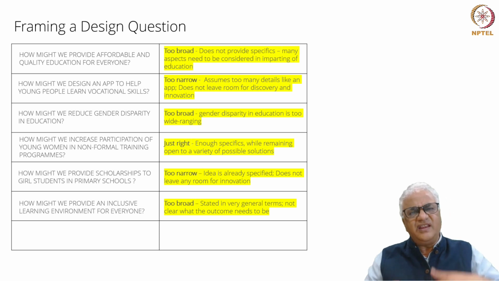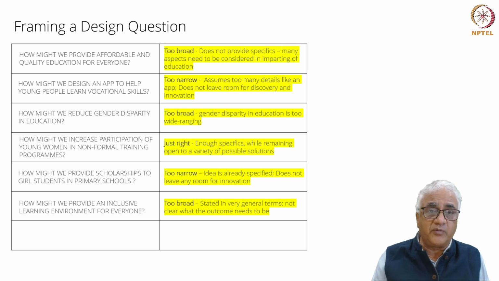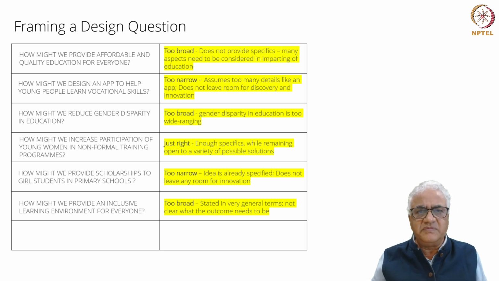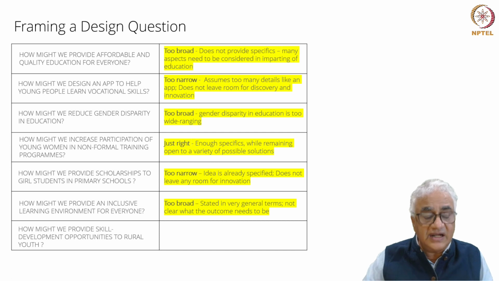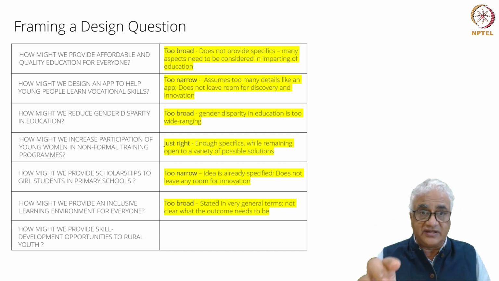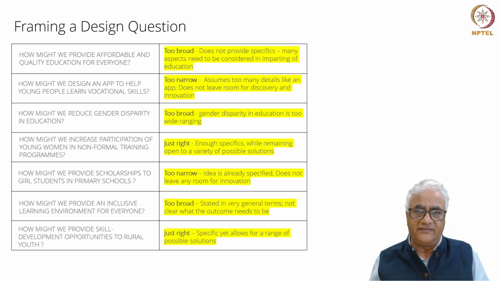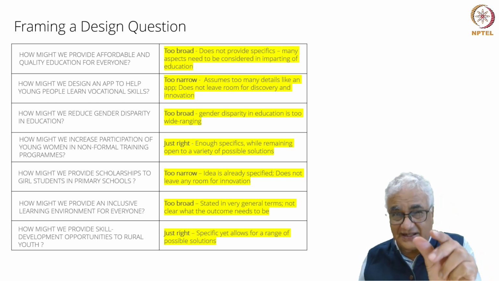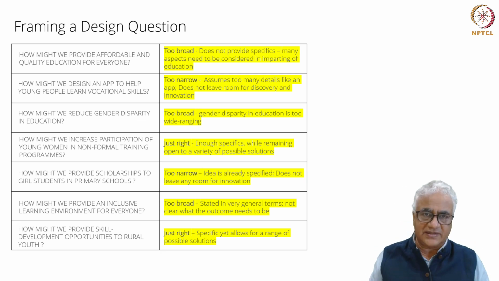Why? Because it's very general. Because you don't know what the outcomes are, right? How might we provide an inclusive environment to everyone? What does it even mean? And finally, how might we provide skill development opportunities? It's very specific. You want to provide skill development opportunities, therefore it is just right. So specificity seems to be a characteristic of just right questions.